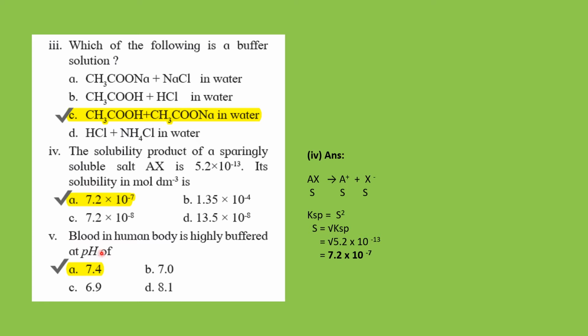Fifth question. Blood in human body is highly buffered at pH of. So we have seen the application of buffer solution, the pH of blood in our body is maintained at 7.36 to 7.42 due to buffer action. So the correct answer is 7.4.